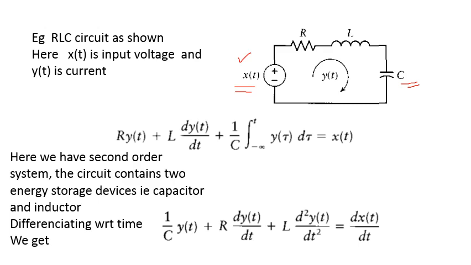So we can write this circuit in terms of a linear constant coefficient differential equation as R y of t plus L dy of t by dt plus 1 by C integration from minus infinity to t y of tau d tau. And you understand y of tau is basically the total amount of current flowing in the circuit. So this is equal to x of t, which is the applied voltage.